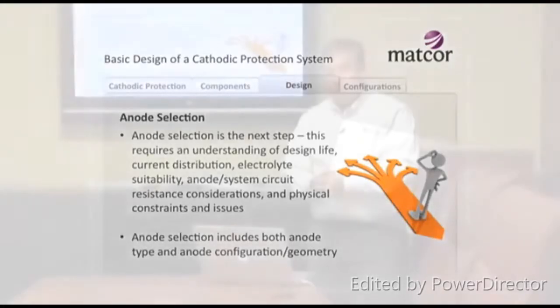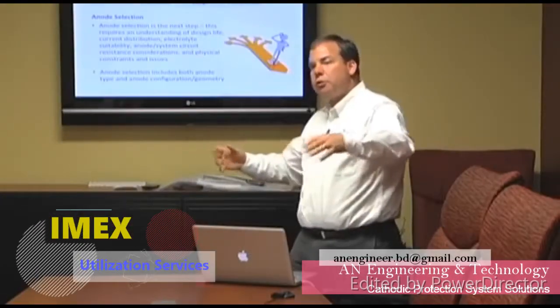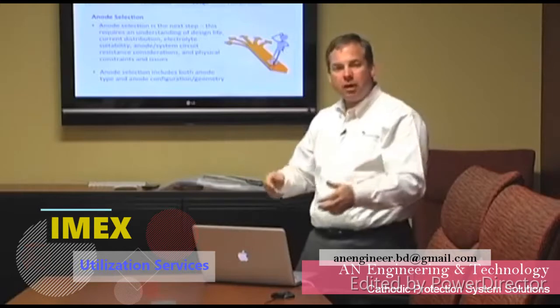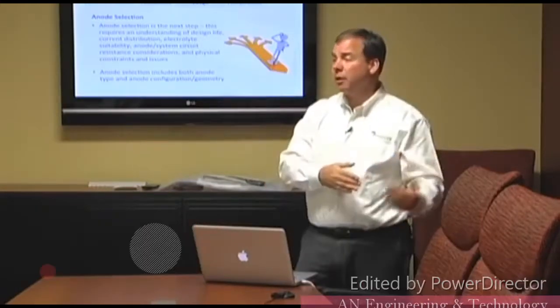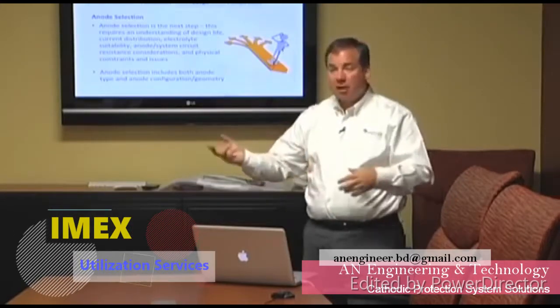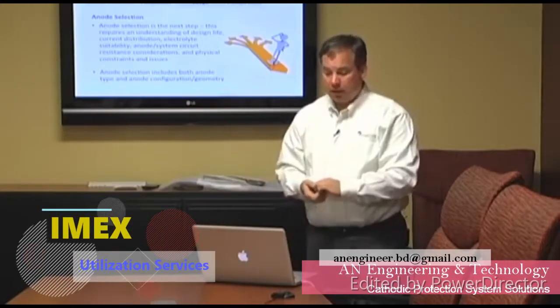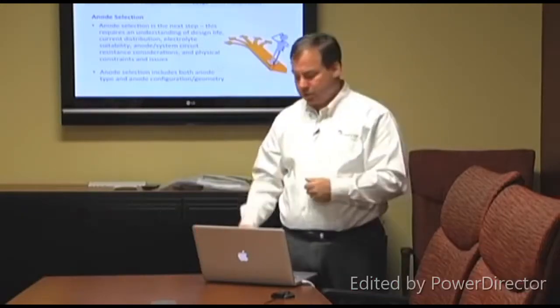So you want to know the design life and the current distribution. Again, that gets into the geometry of the structure, where the anodes need to be located to get current to light up the whole structure, what my constraints are, and where I can't put anodes. I'm also talking about electrolyte stability. Does the environment change over time? So there's a lot of constraints when it comes to picking what anode to use.